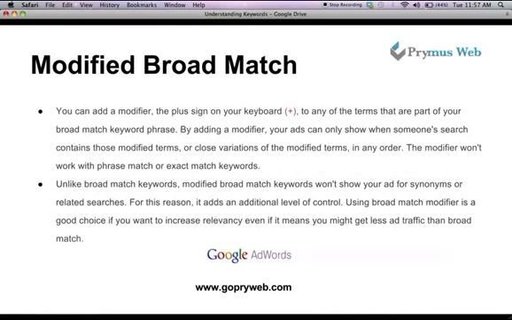Modified broad match. You can add a modifier, the plus sign on your keyboard, to any of the terms that are part of your broad match keyword phrase. By adding a modifier, your ads can only show when someone's search contains those modified terms, or close variations of the modified terms in any order. The modifier won't work with phrase match or exact match keywords. So the main difference here is, unlike broad match keywords, modified broad match keywords won't show your ad for synonyms or related searches. For this reason, it adds an additional level of control. Using broad match modifier is a good choice if you want to increase relevancy, even if it means you get less ad traffic than broad match.